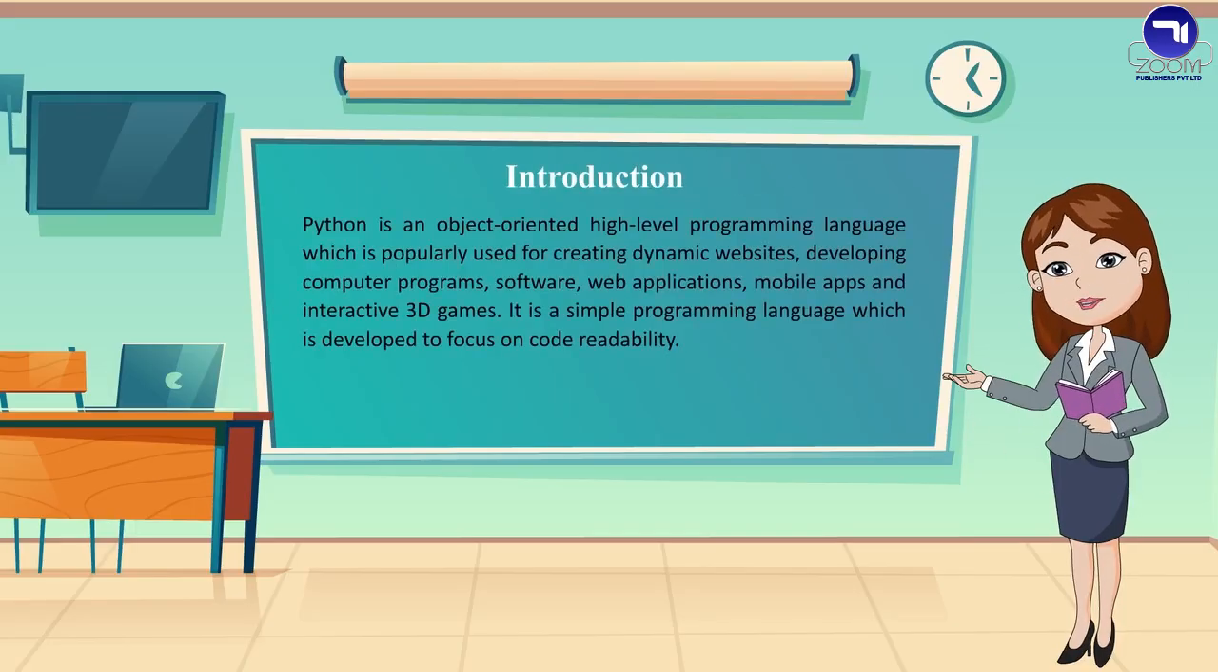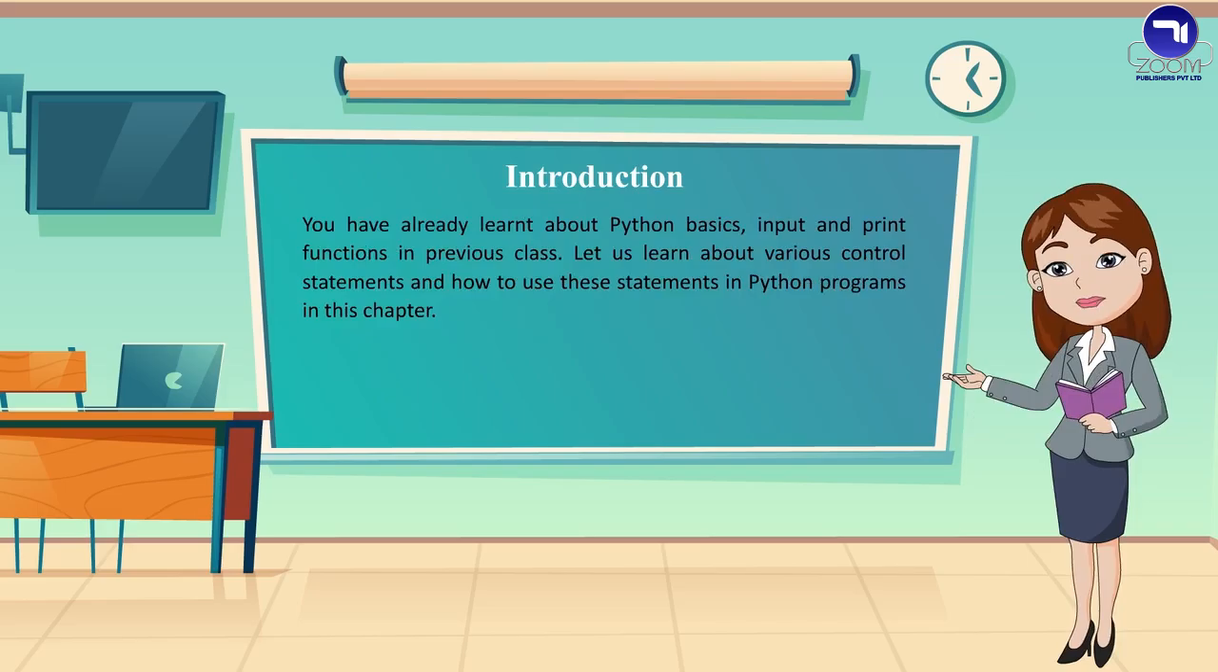Introduction. Python is an object-oriented, high-level programming language which is popularly used for creating dynamic websites, developing computer programs, software, web applications, mobile apps, and interactive 3D games. It is a simple programming language which is developed to focus on code readability. You have already learned about Python basics, input and print functions in previous class. Let us learn about various control statements and how to use these statements in Python programs in this chapter.